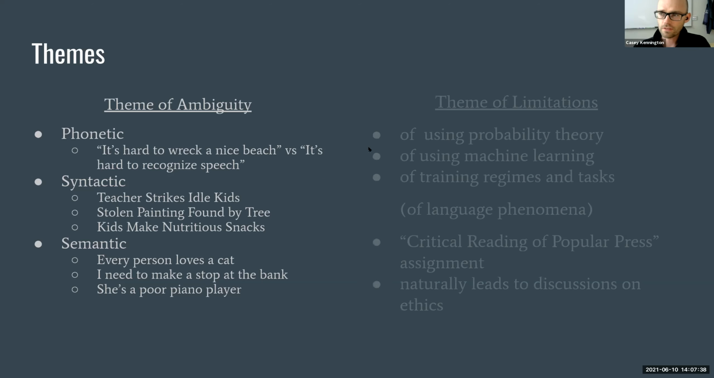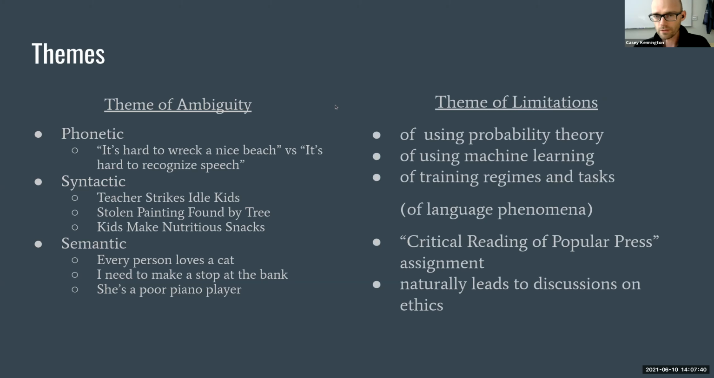The other theme is the theme of limitations. And this builds from the theme of ambiguity in a lot of ways. But I mean, we can approach language processing, NLP, in a lot of different ways. We use probability theory, we use machine learning, data-driven techniques, we use strange and unusual and very clever training regimes like masking. But what are their limitations? What does that mean when you train something completely from text? What's it missing? Or if you use probability theory to model some sort of language phenomenon.